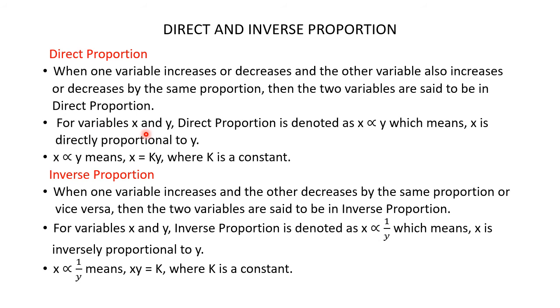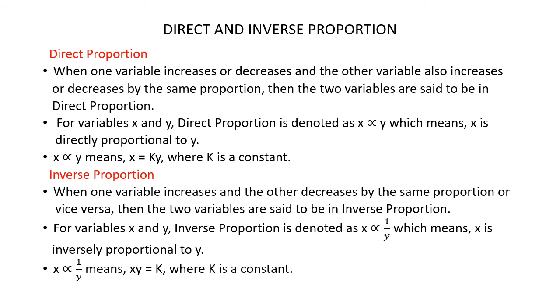For variables x and y, direct proportion is denoted as x is proportional to y, which means x is directly proportional to y. x is proportional to y means x equals ky, where k is a constant.